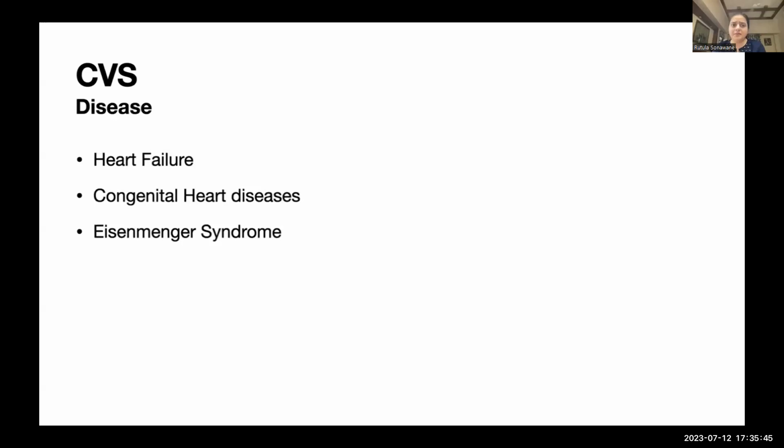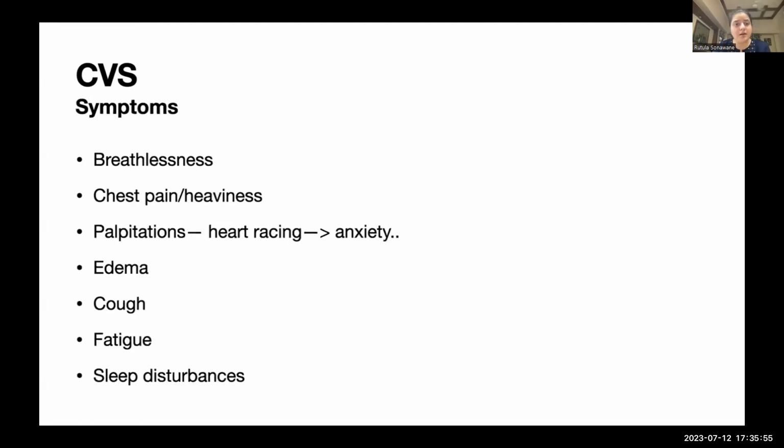Now coming to the cardiovascular system, so basically it will be your heart failure, congenital heart diseases, and the sequelae of those heart diseases. The commonest symptoms would be breathlessness, chest pain or heaviness, palpitations, which are often perceived as anxiety in the patients. Then you'll have your peripheral edema, cough is there. Sometimes hemoptysis might also be present. There's a lot of fatigue and sleep disturbances because of the pain or the breathlessness.